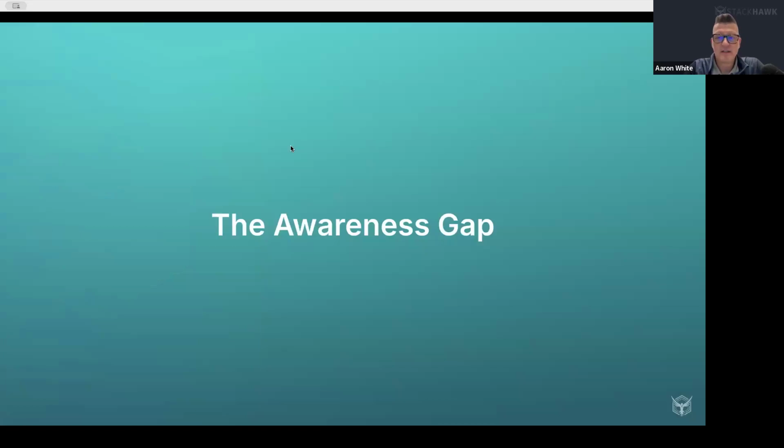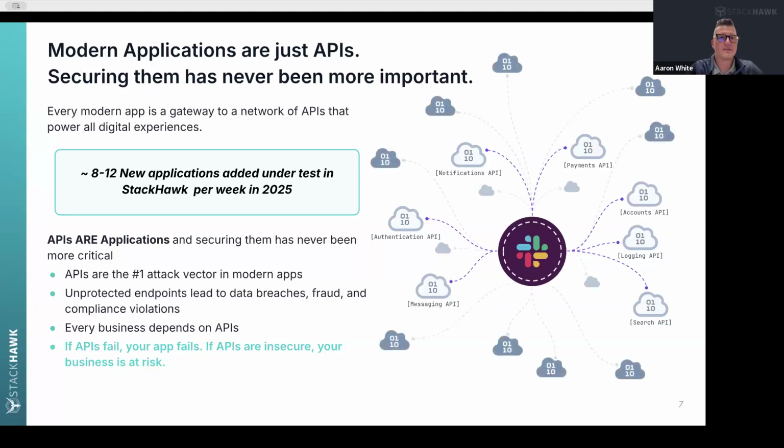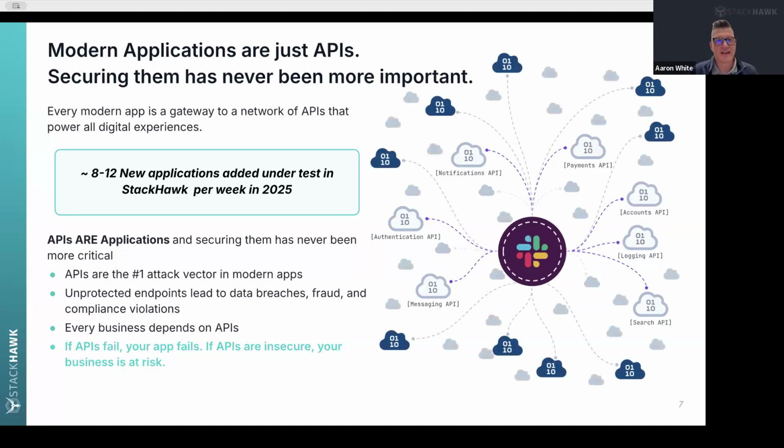Cool. Thanks everybody. As Nicole said, I'm Aaron. I am the VP of Product and Design. So what we're going to talk about is this awareness gap. Over the last year and a half, we've been talking to customers and prospects, and what we discovered, and what we've kind of always known, is that APIs are really applications today. Modern apps are really just the front end for your APIs, and how your applications interact with your systems is through the APIs. So essentially, APIs are just applications.